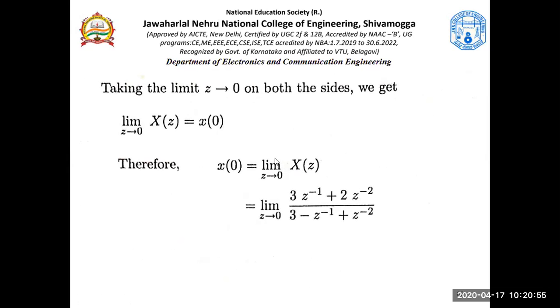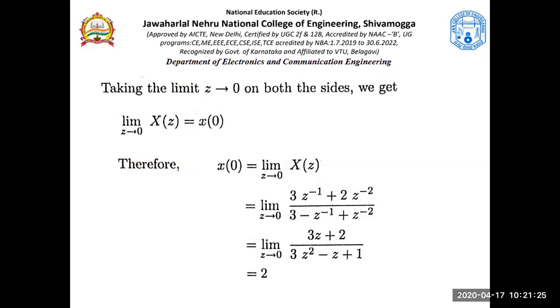So x of 0 is this. x of z is given there, so that x of z is brought here. The same x of z, which was in z inverse terms, is obtained in terms of z because we are applying the z tending to 0 limit. If you apply z tending to 0, this goes to 0, 2 remains. These two terms go to 0, this one remains. So it would be 2 by 1. So that's why the initial value would be 2. This is how x of 0 is found in the second problem.